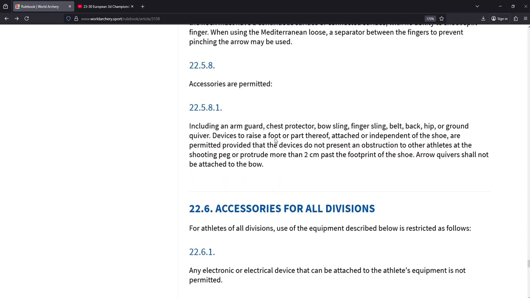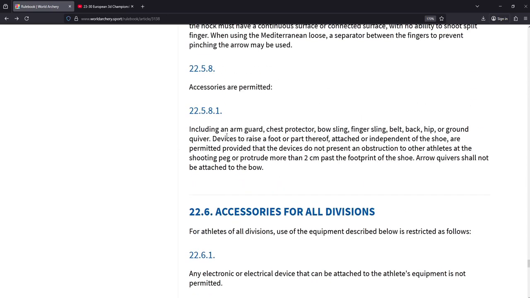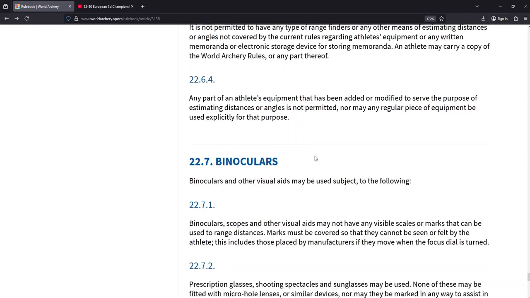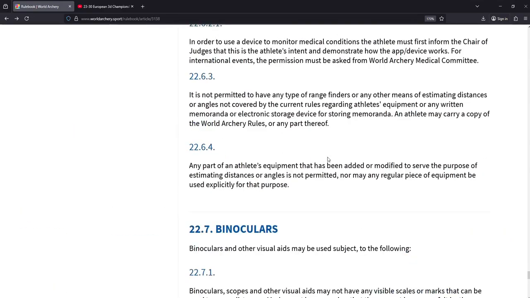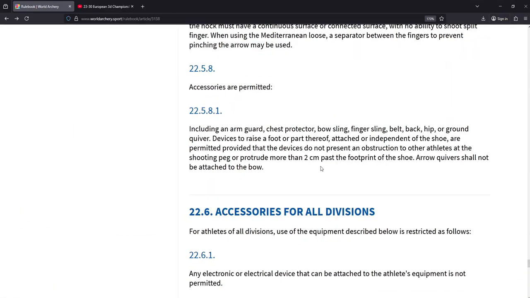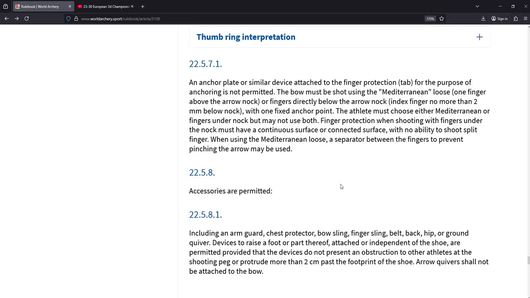And then accessories, the usual things: arm guard, just protect the bow sling, finger sling, belt, back, hip, or ground quiver. Quivers are fine. You cannot attach the quiver on the bow, so no bow mounted quivers, but you can have any other kind of quiver which you wear on your body. And the other rules are no electronic devices, binoculars, no ranging tools, no communication devices, the same as other rules. So that's basically the Field 3D rules.